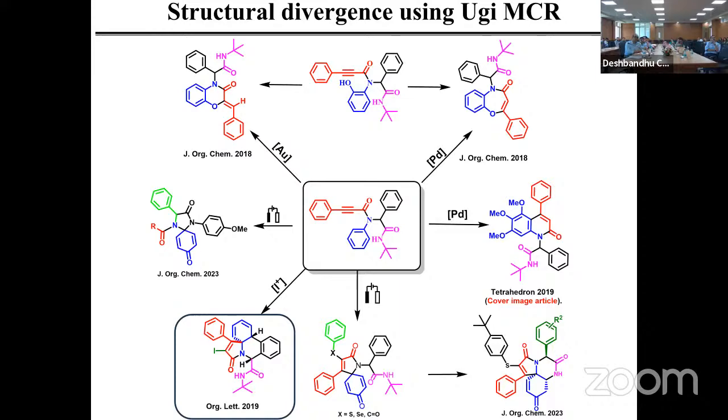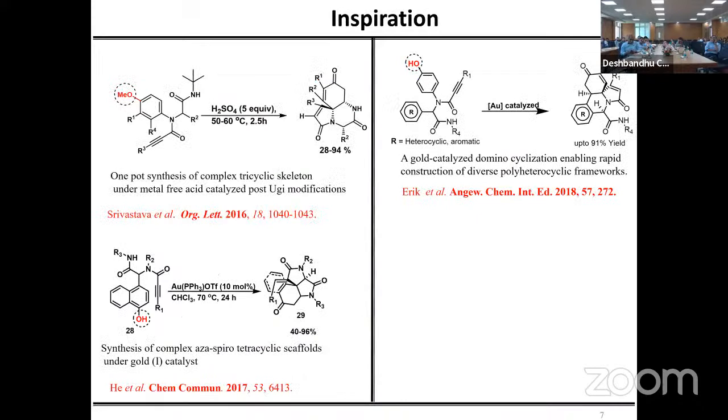Specifically, in the first part I will concentrate on this work where we did a cascade kind of cyclization. Our inspiration in this work comes from three classical works reported earlier. The first was developed by the Srivastava group. They synthesized the Ugi precursor, and this electron-rich amine would further undergo an acid-free post-Ugi cyclization to give a complex tricyclic skeleton. Whereas the He group and the Eric group in Belgium introduced a hydroxy group at the aldehyde or at the amine, and they did gold-catalyzed spirocyclization to synthesize these complex molecules.